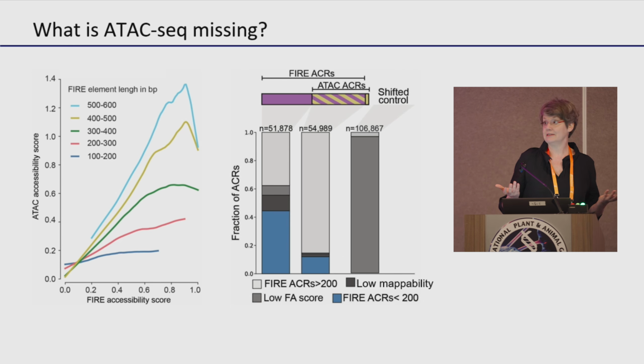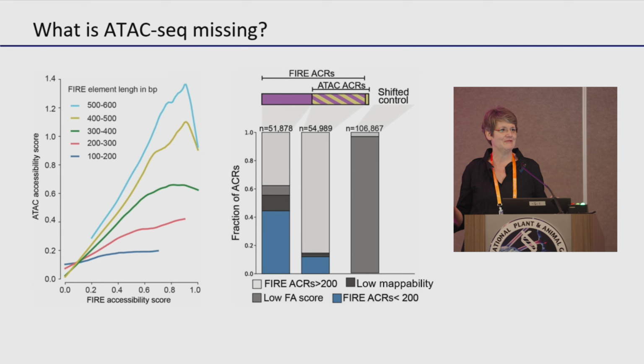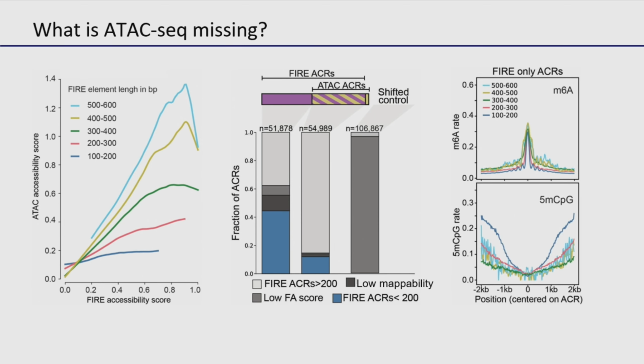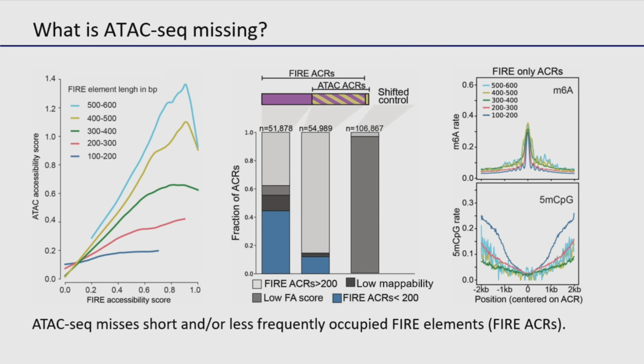Now, many of you may ask, okay, are these real? How come we've never seen them? And what I'm showing you here to just convince you briefly is that they show the same characteristics of regulatory elements which we have known about since the 1980s. We see this peak of accessibility and the depletion of CpG methylation. We have other lines of evidence which I'm happy to share when we meet after the session. So in short, ATAC-seq misses short elements and those that are less frequently occupied, that are more stochastically found by transcription factors.